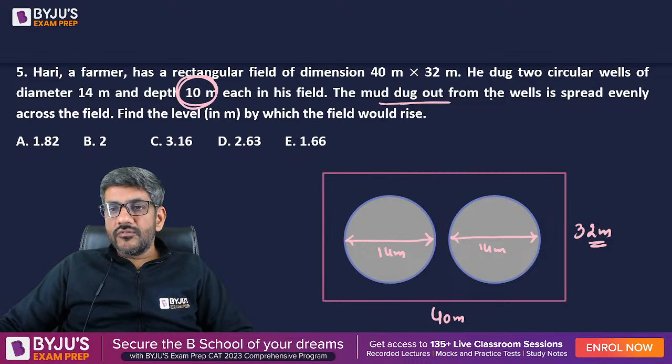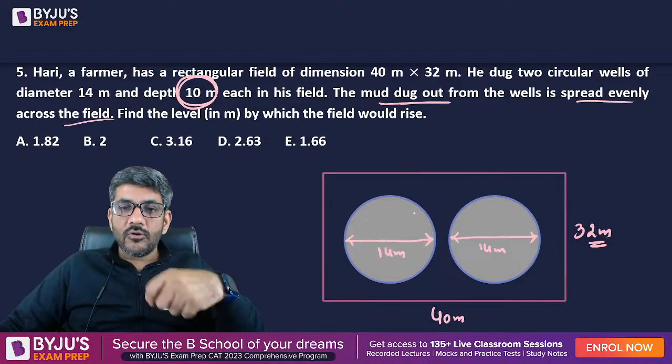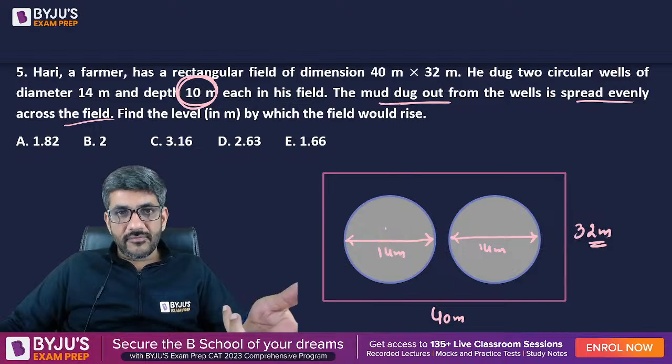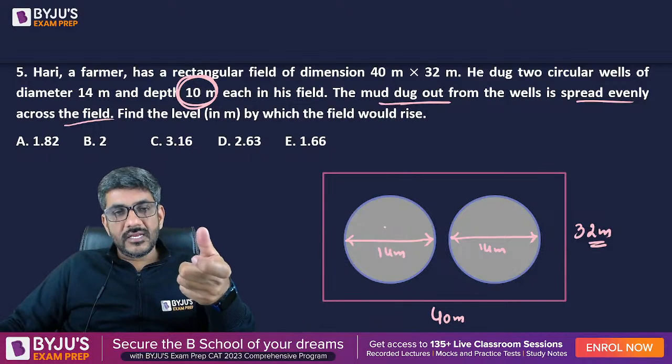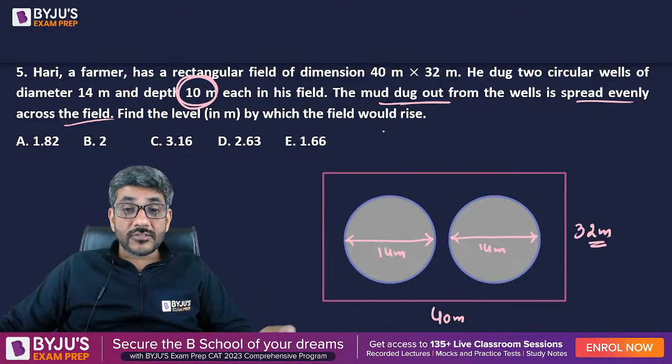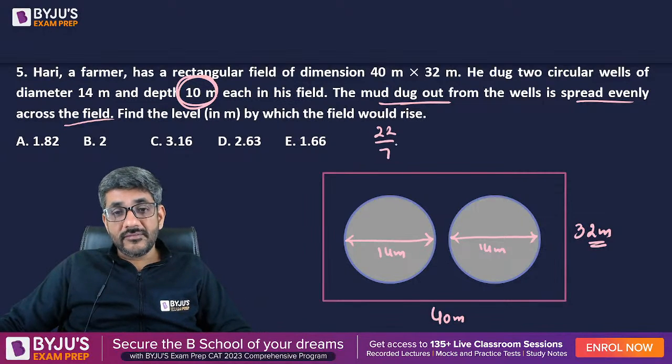The mud dug out from the wells is spread evenly across the field. The point is, when you take out the mud, how much mud would come out of these? They would become a cylindrical figure, right? A circular figure at the top, and 10 meters ka depth. So the mud taken out is pi r square h. So pi is 22 by 7 into r is 7 into 7 into h is 10 और ऐसे ऐसे मेरे पास दो wells हैं.